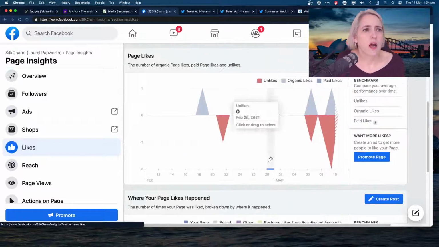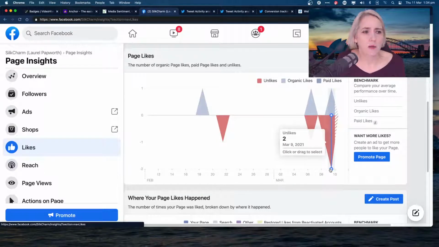And also people who unliked the page. So on the 9th of March, 2 people unliked the page. More than likely it's because a video showed up in their feed and my page was predominantly text before. They didn't like it, and Facebook tried it on them. They unliked it. I'm fine with that. No, I am.